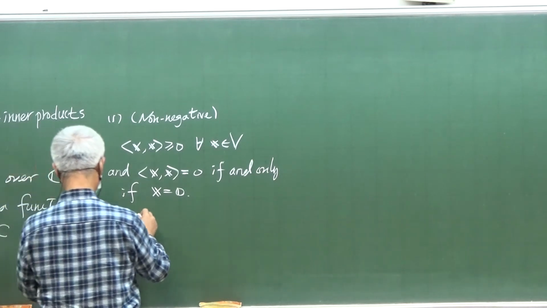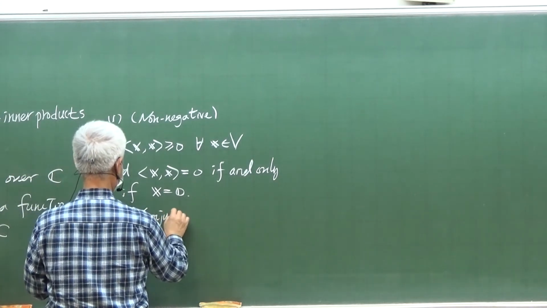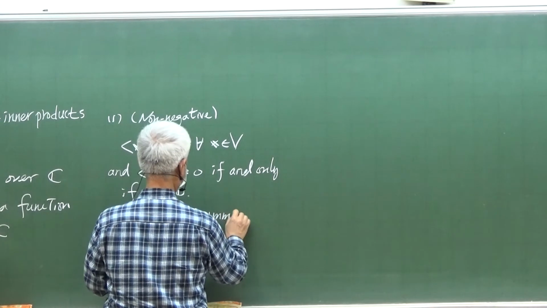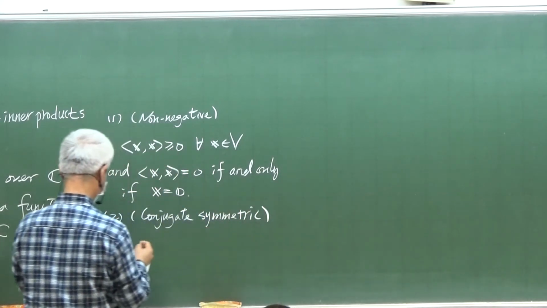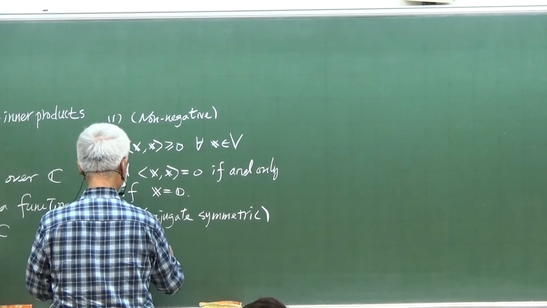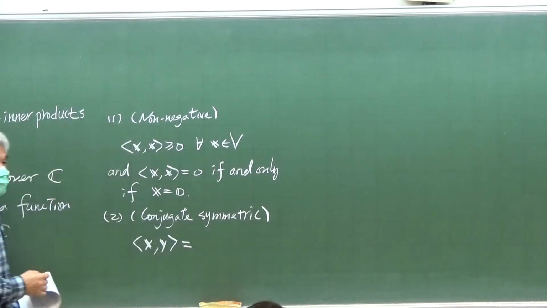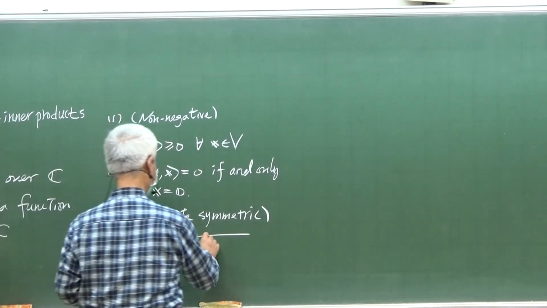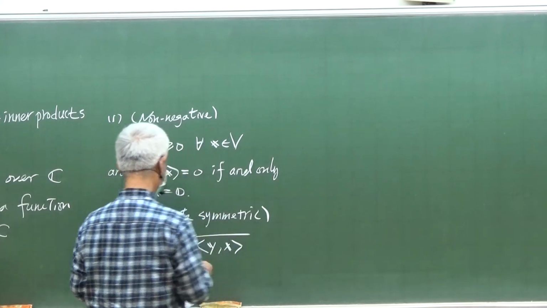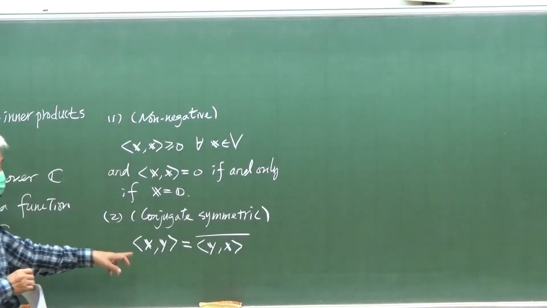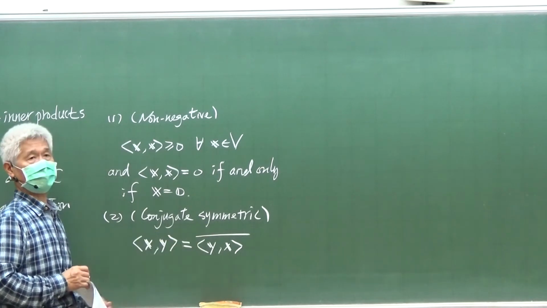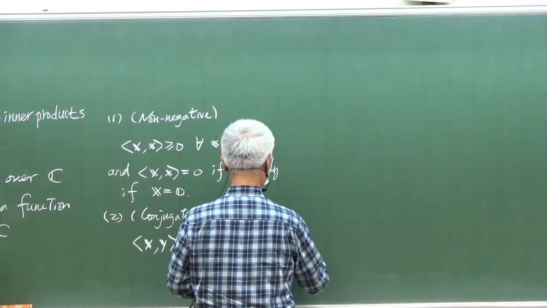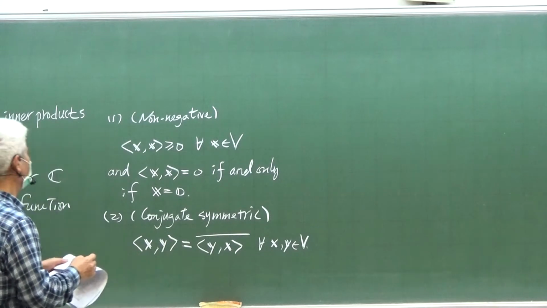The second one is conjugate symmetric. That is, the inner product of x with y is equal to the complex conjugate of the inner product of y with x. So if we change the order of these two vectors, then we have to put the complex conjugate. So this is the second one.